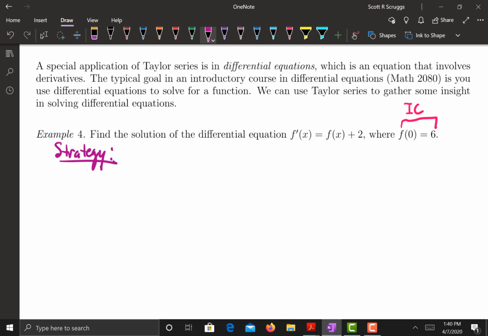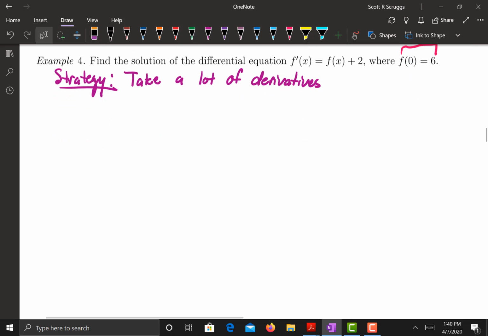The main strategy that I'm thinking of, just like how we originally found Taylor series, is we're going to take a lot of derivatives. The reason is that there we can find the coefficients that occur within our Taylor series. And so let's do that. First we take the first derivative of f of x, which we already know by the given equation is equal to just f of x plus 2.